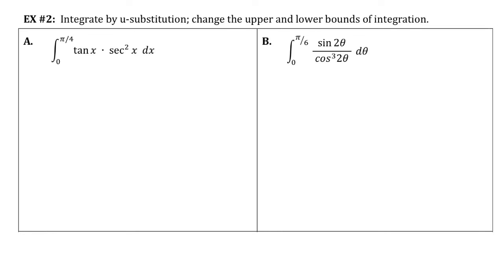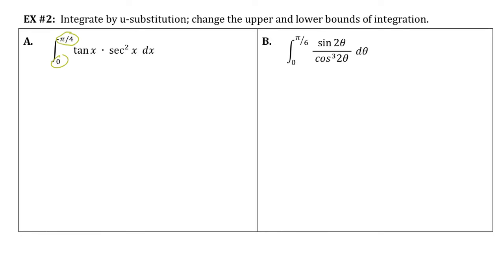Now working out the problem, the only difference with these is you're going to have these boundaries. You've got these endpoints. So it's really not going to change our process that much at all. We're still going to start the same exact way that we've been doing. So we're going to go right back to trying to pick out a u and generate a du.